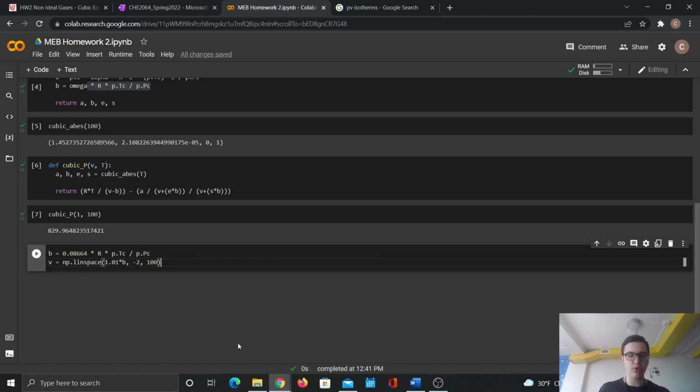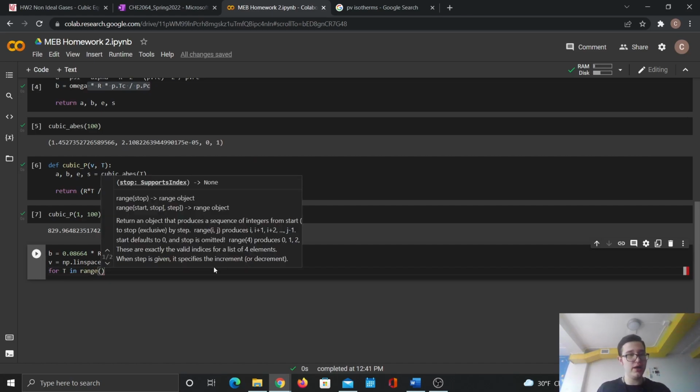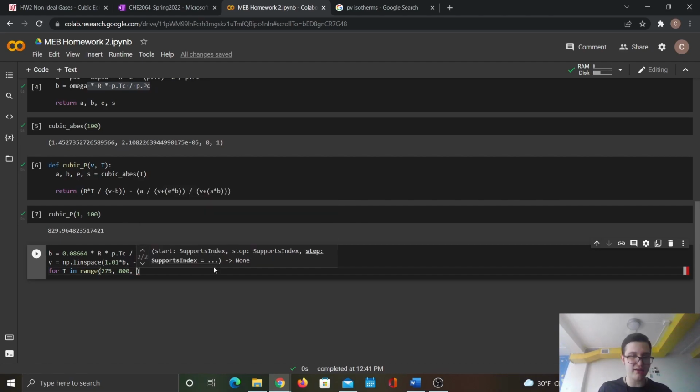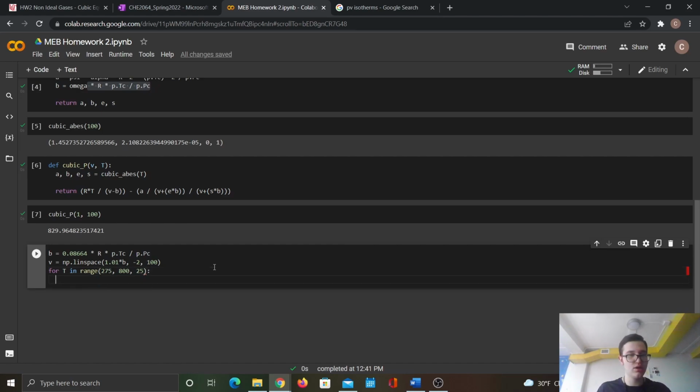So we have that given. We have a general starting point for our V value and B value. Our B value is listed here. So now we want to create a bunch of values for T. So we're going to use a for loop. So for T in range. Where should we start? Start at 275. Go to 800 at increments of 25. Sounds about right to me. Colon enter. Now we need to create pressures.